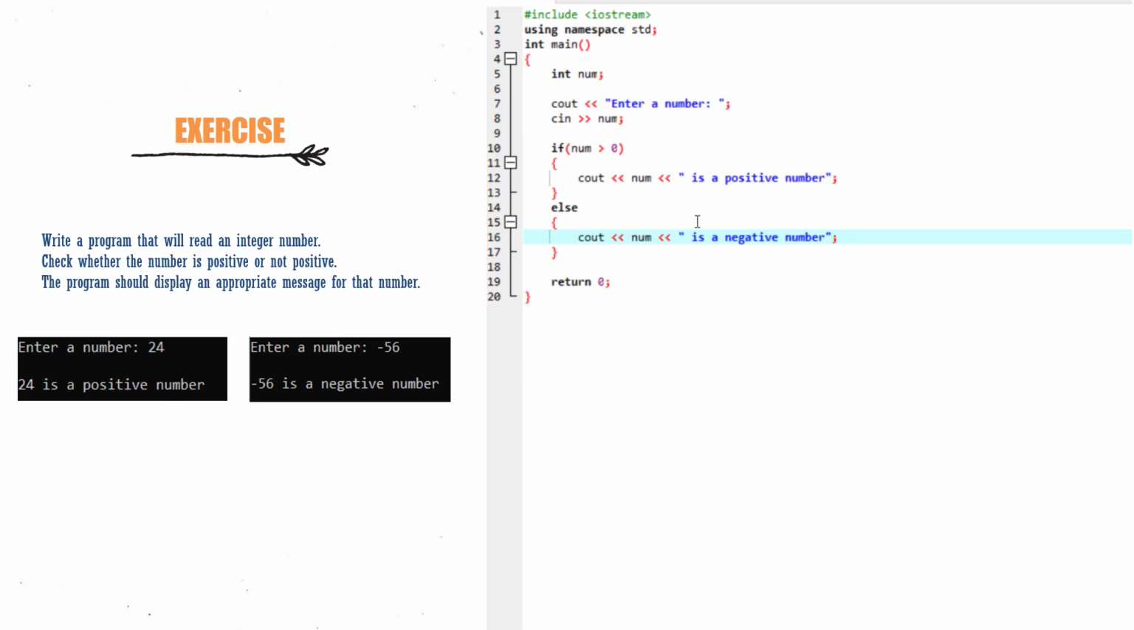Okay, so depending on the number that the user enters, for example, if they put in 20, it will check, is 20 more than 0? Yes. So it will display 20 is a positive number. If here I put negative 10, it will ask the first question, is negative 10 more than 0? No. Then it will go inside the else statement and execute: negative 10 is a negative number. So basically this is how you solve this problem.